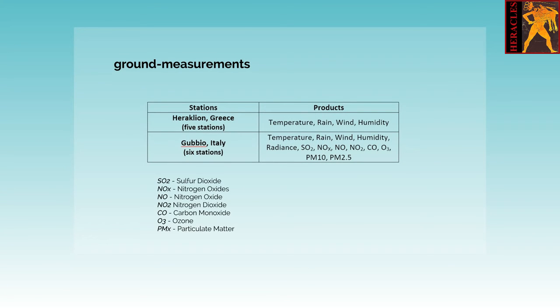Ground measurement stations in and around the two test sites of Gubbio and Heraklion record various parameters for the project. There are 5 stations located in and around the site of Heraklion in Greece, and 6 in and around the site of Gubbio, Italy. The scope of the meteorological stations is to assess the local climate conditions and phenomena, and hence estimate the impact on cultural heritage and built environments.